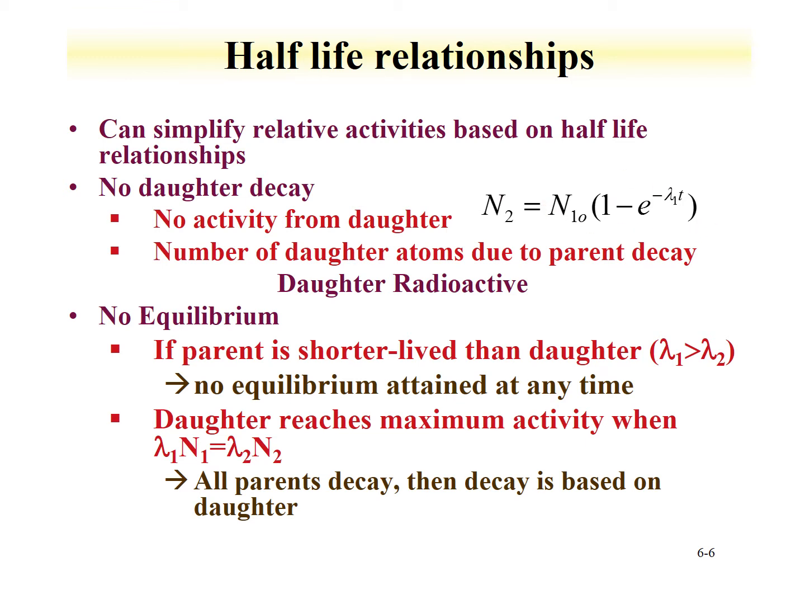Now let's say that we have a radioactive daughter. There are a few ways of looking at this. We can look at the relationship between the parent-daughter decay constants and see if equilibrium is ever reached. The first case is that there would be no equilibrium, so the parent is shorter lived than the daughter. Imagine you have a parent that's a millisecond and a daughter that's a year. During this period, no equilibrium is reached at any time. All the parents decay, then decay is based upon the daughter.